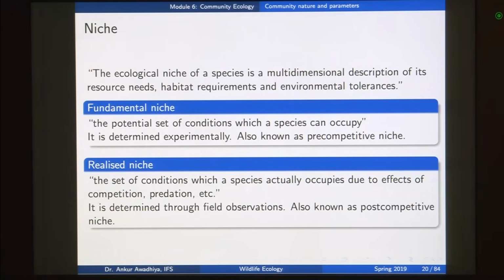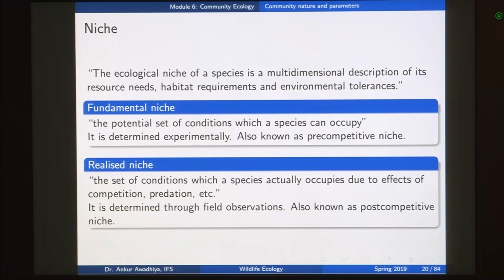Now, niche is divided into two different categories. The first one is a fundamental niche and the second one is a realized niche. Now, fundamental niche tells you the potential set of conditions which a species can occupy, and it is determined experimentally and is also known as a pre-competitive niche.